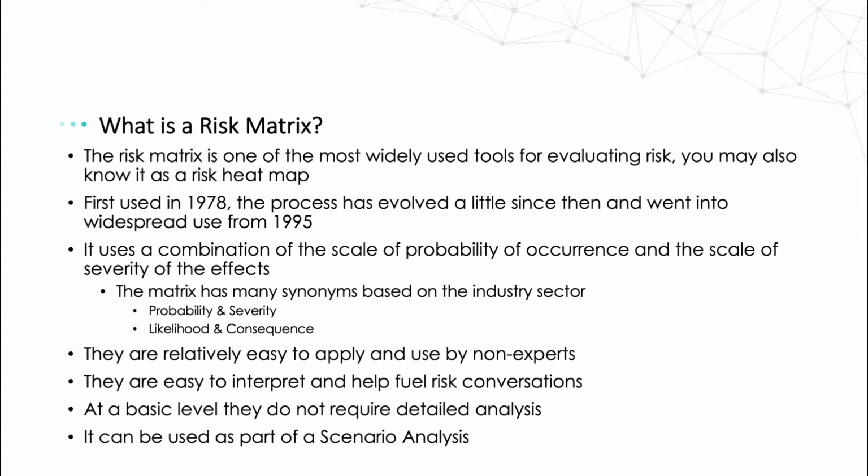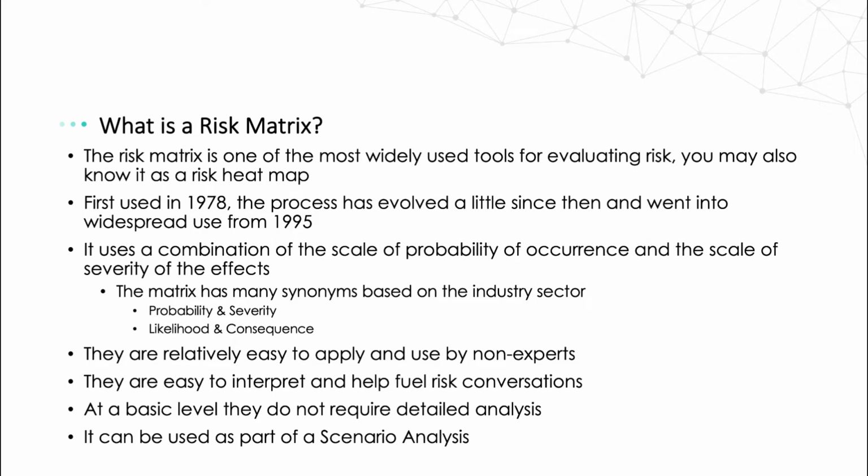It uses a combination of a scale of probability of occurrence and a scale of the severity of the effects. The matrix itself has loads of synonyms. This is based on industry sector, so we're using probability and severity. You'll also see in common use likelihood, consequences, and many other examples. So whatever tool you're using, whatever template you're using, it's important that it is configurable for the actual risk assessment being carried out, because each industry sector, each department even, can use different terminology here.